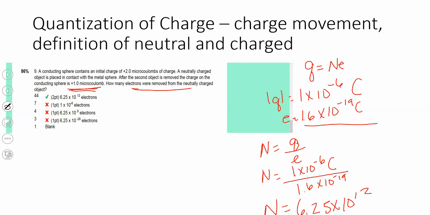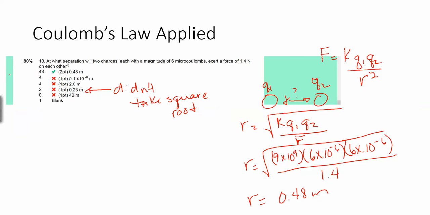And it makes sense, because if we talked about charging an object, charging the desk, or charging you, and we talked about 1 coulomb being equal to an electron, we'd be dealing with millions of coulombs, and that's just an impractical measure. All right. At what separation will 2 charges, each with a magnitude of 6 microcoulombs, exert a 1.4 Newton force on each other?